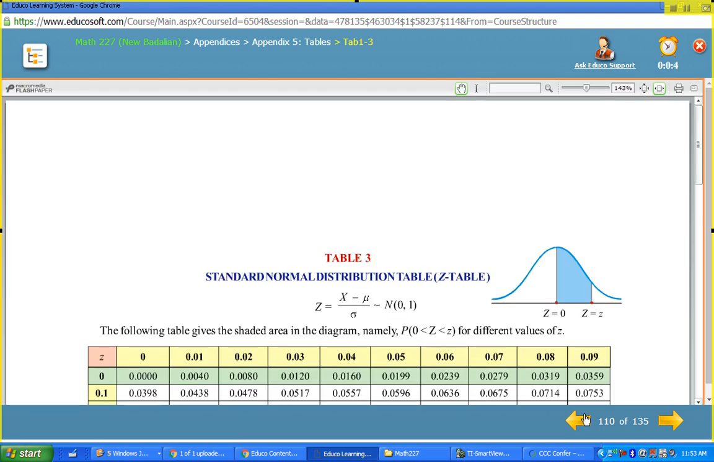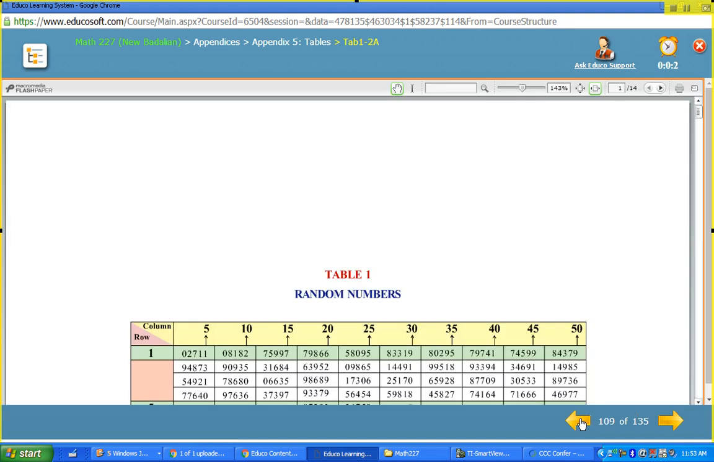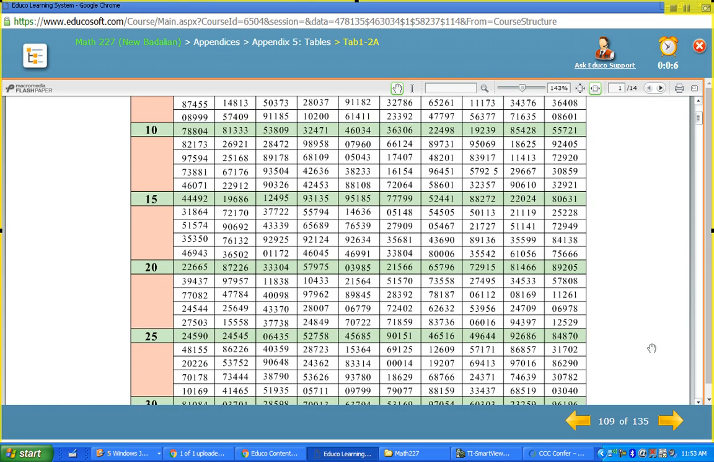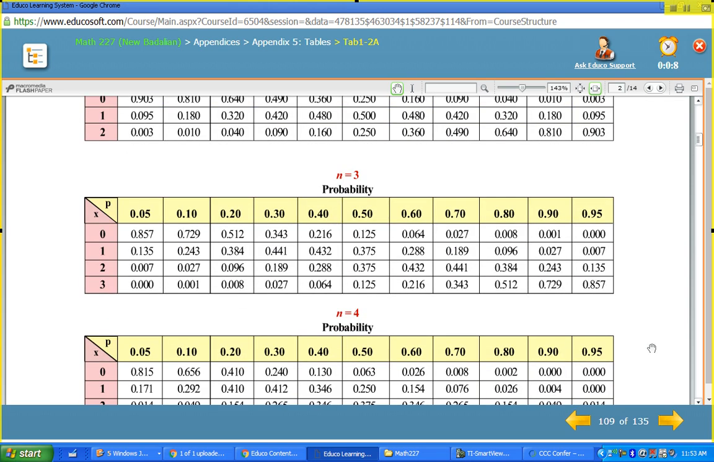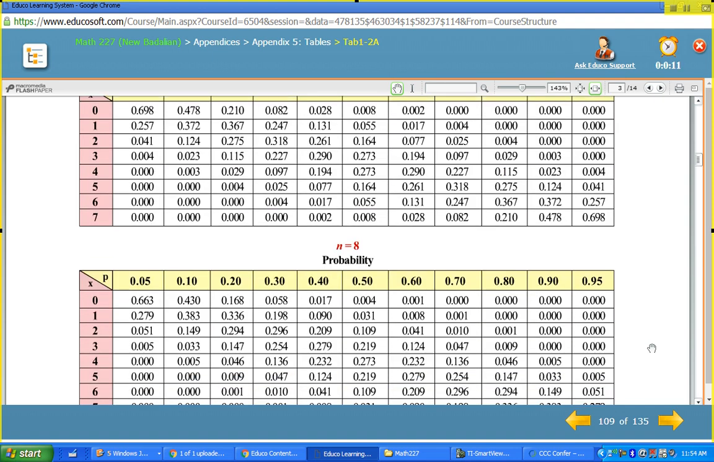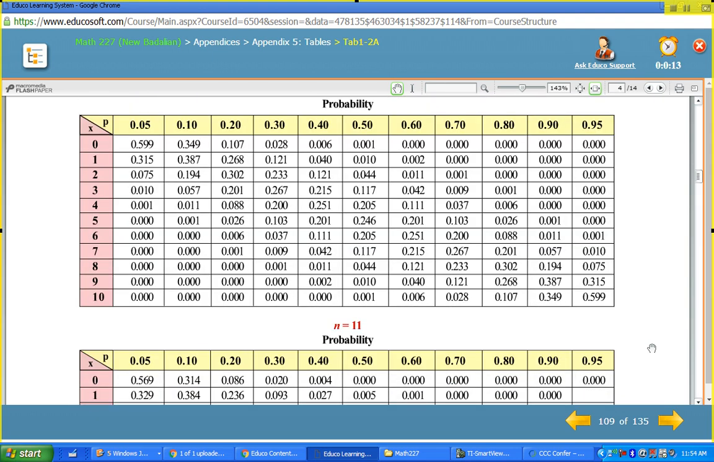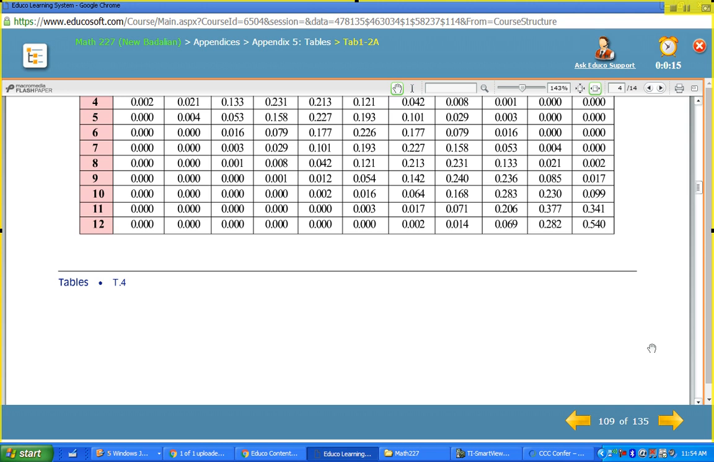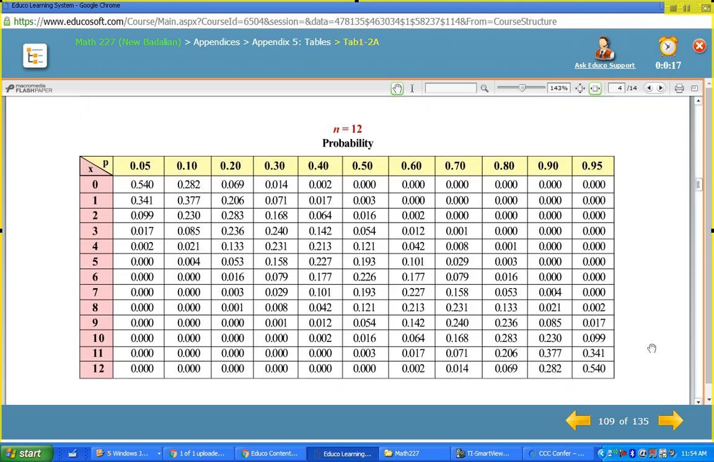Okay, so if I look here, go back more, in the binomial table, table 2A, there it is. And let's look for, I said, what's it, 12? I should have picked a smaller number so it wouldn't be so big to look at. Oh, no, there's 12. That's not too bad.